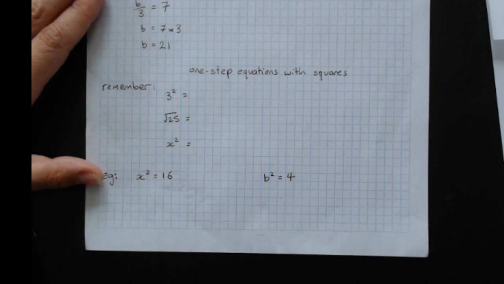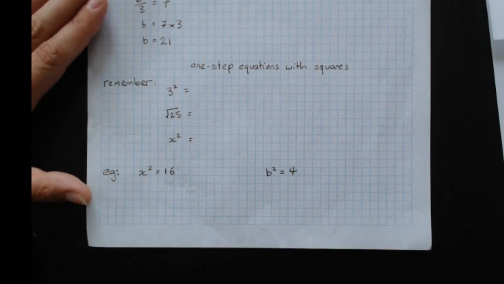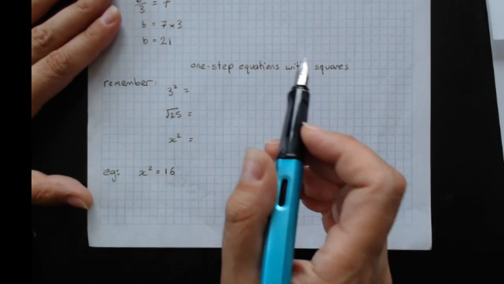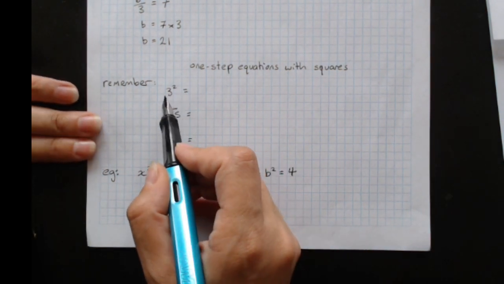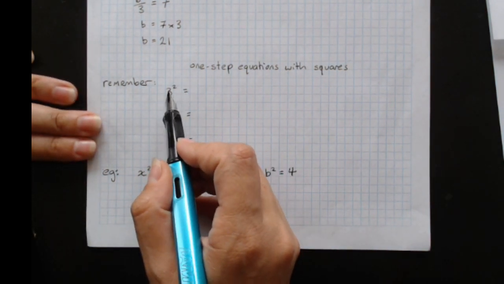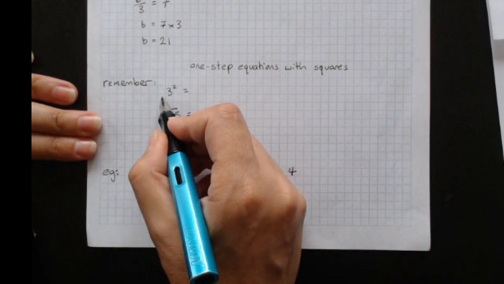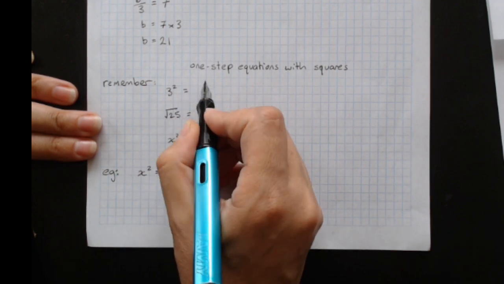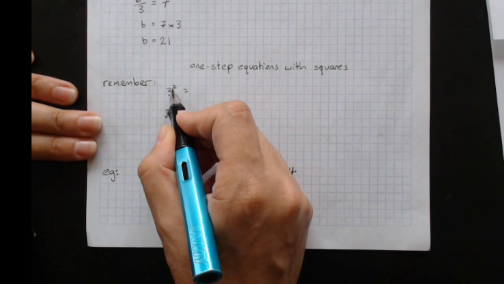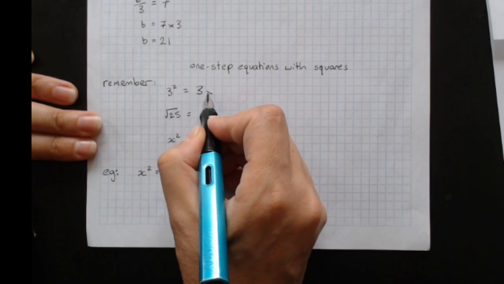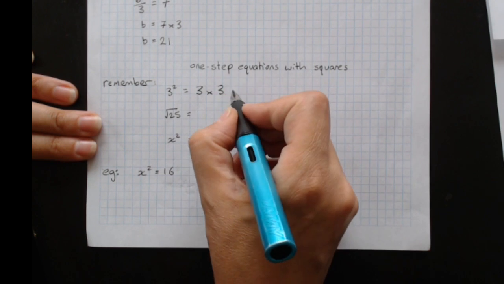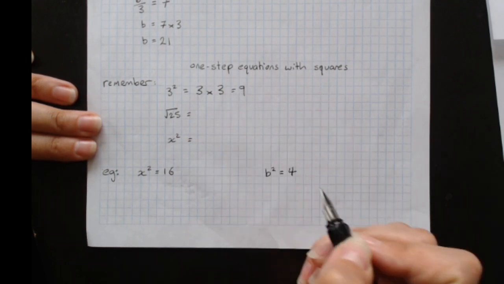So we also have to be able to do one-step equations with squares. Now we'd better remember what a square is first. Here I've got 3 squared. Anything squared means that base number multiplied by itself. So 3 squared means 3 times 3, which is of course 9.